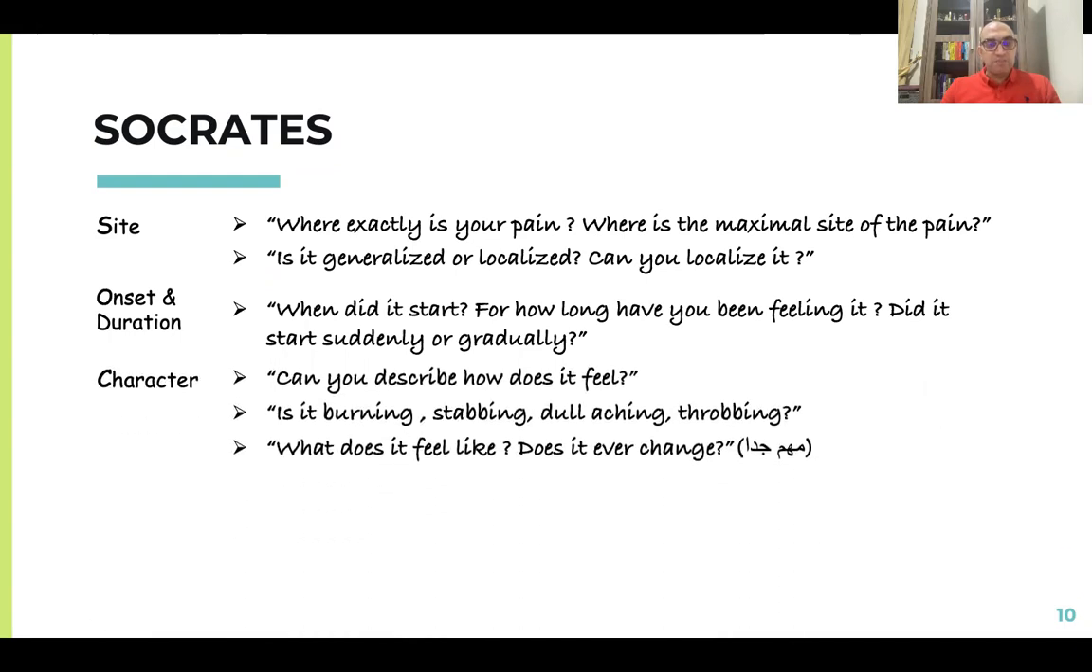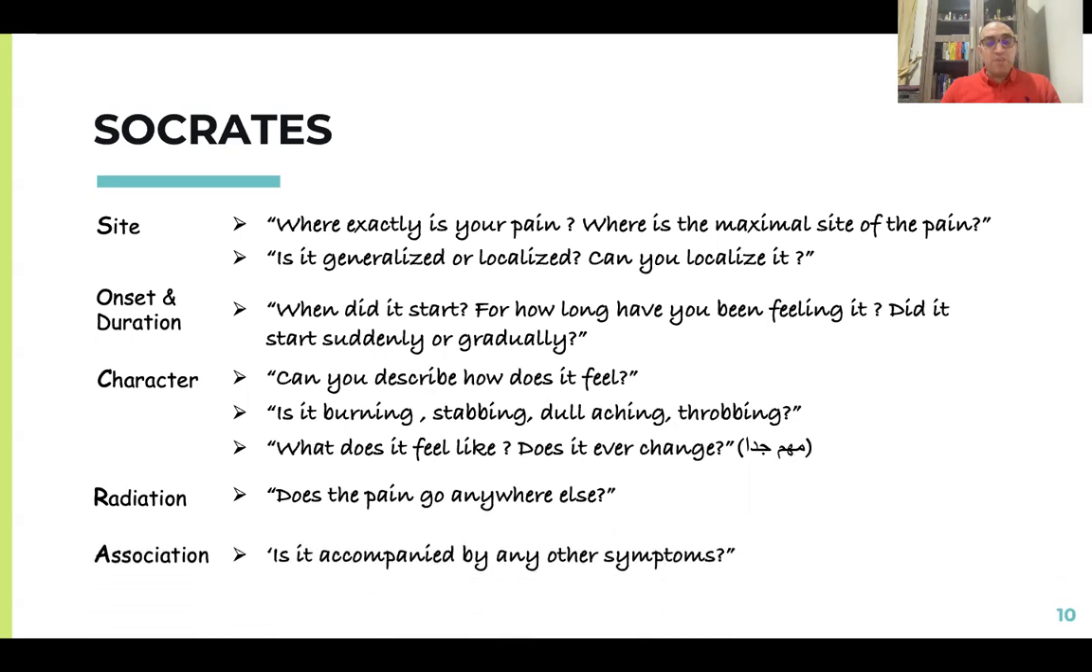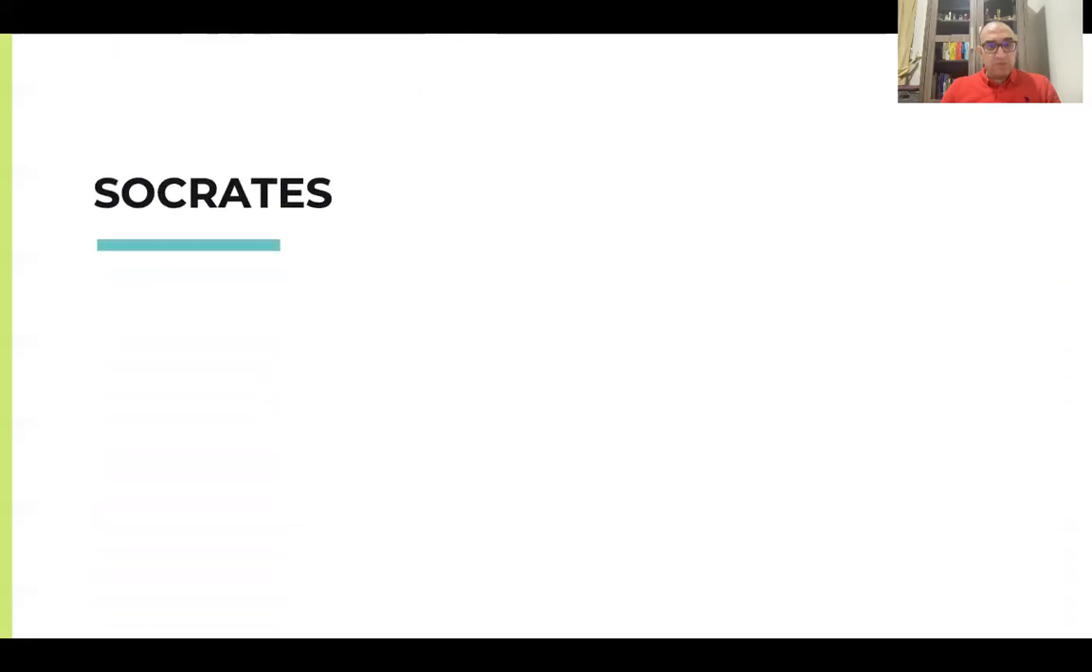For character of the pain, usually we use SOCRATES for pain complaints. So can you describe how it feels? Is it burning, stabbing, dull, aching, throbbing? What does it feel like? Does it ever change? It's very important, especially in chronic pain. For radiation, does the pain go anywhere else? For association, is it accompanied by any other symptoms?